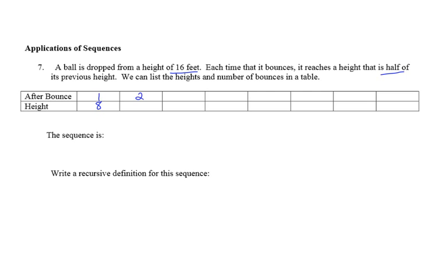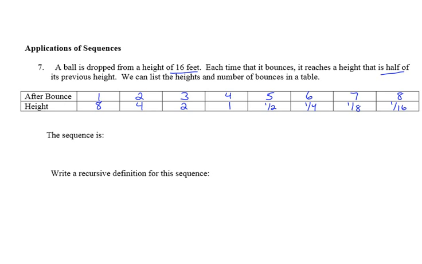After the second bounce, the height is only going to reach half of its previous, which is 4. After the third bounce, I'm going to be at 2 feet because I'm cutting the number of feet in half. After the fourth bounce, I'm at 1 foot. Fifth bounce, I'm at a half of a foot. Sixth bounce, a half of a half is a quarter. After the seventh bounce, a half of a quarter is an eighth. And after the eighth bounce, a half of an eighth is a 16th of a foot.